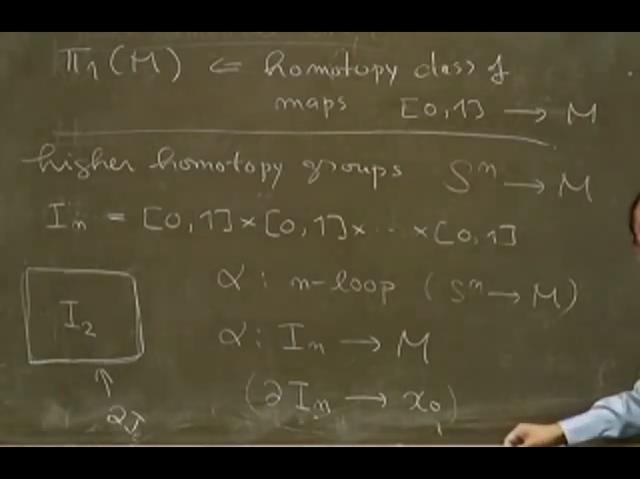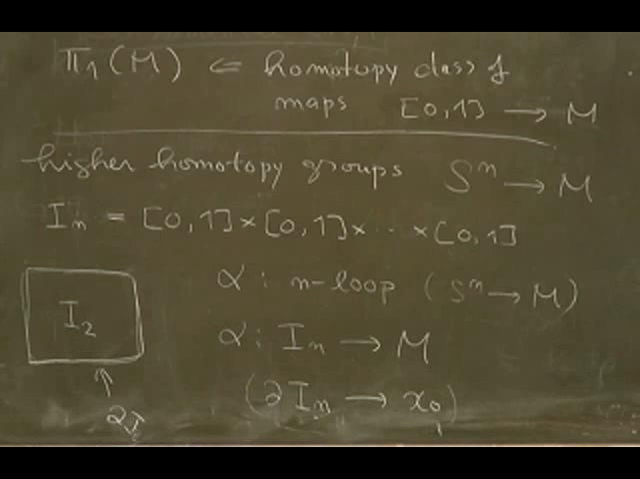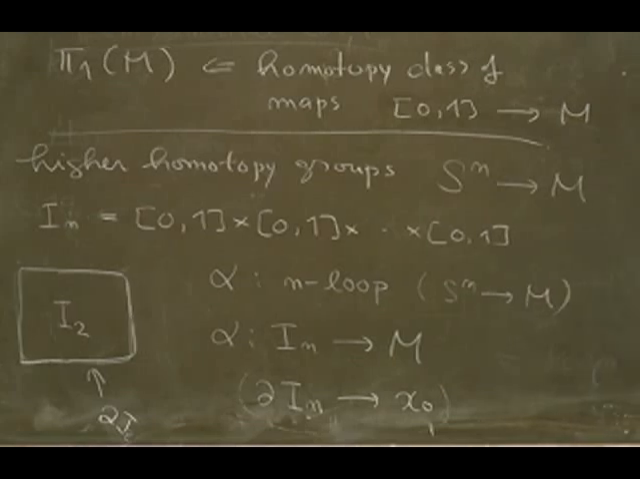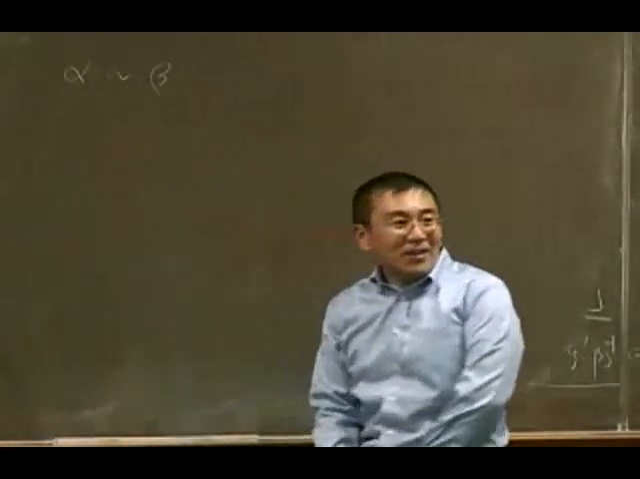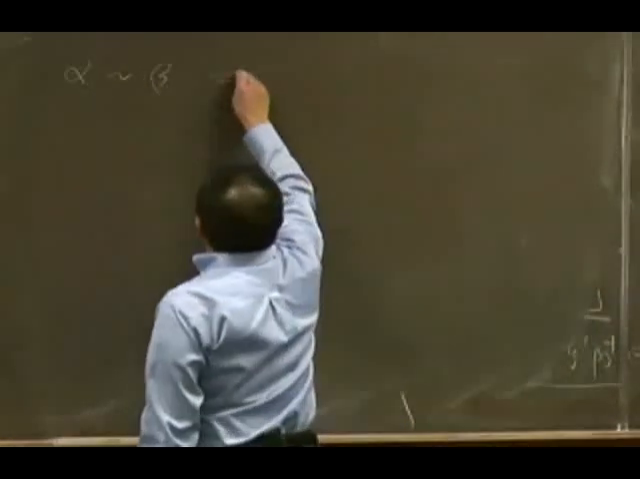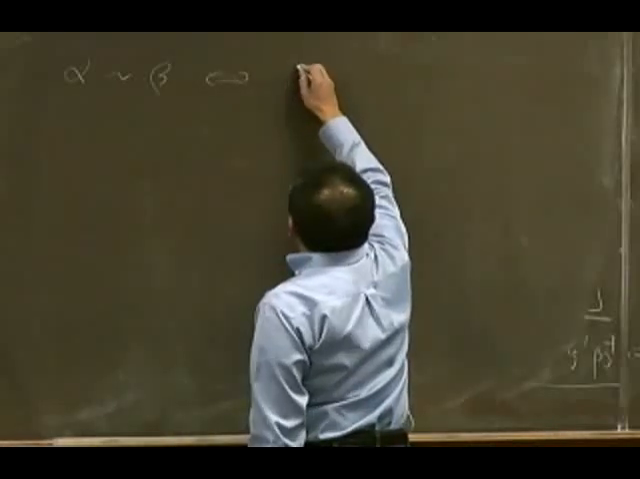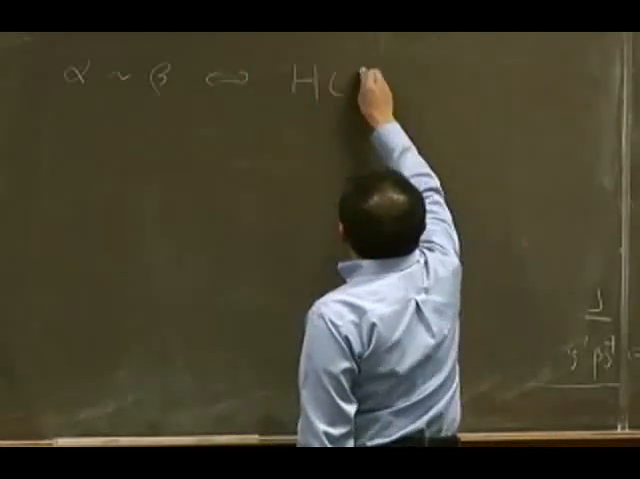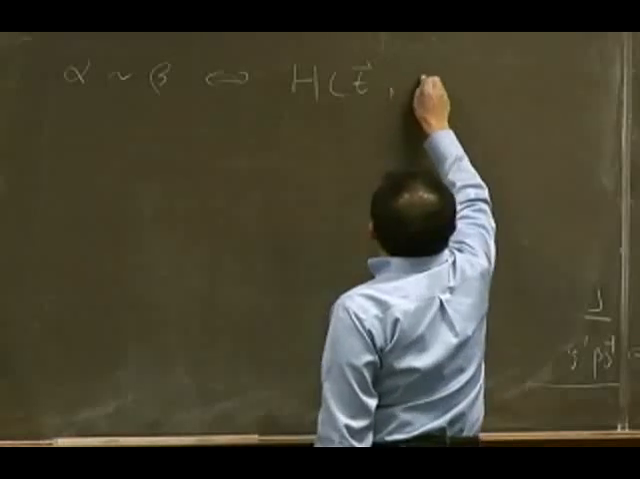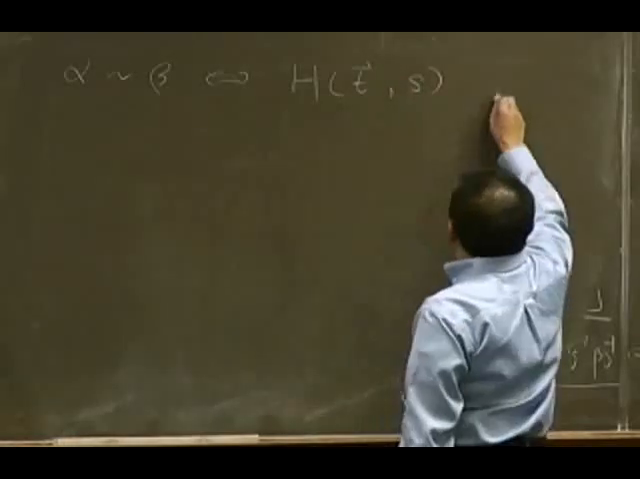I also introduced the notion of homotopy equivalence in a more explicit manner. So how do you do that? Well, suppose, for example, you have two maps, alpha and beta. Then we say that alpha and beta are homotopically equivalent if there is yet another map H of t, s, so t.